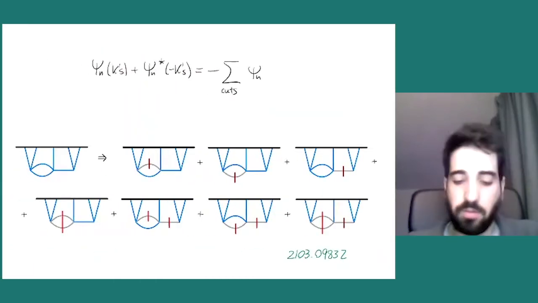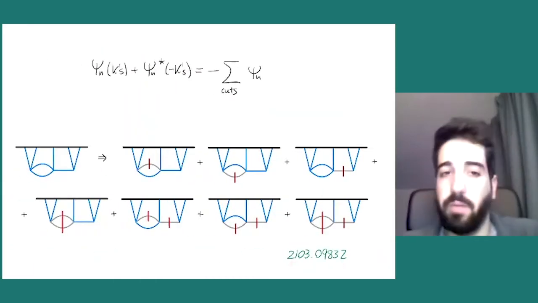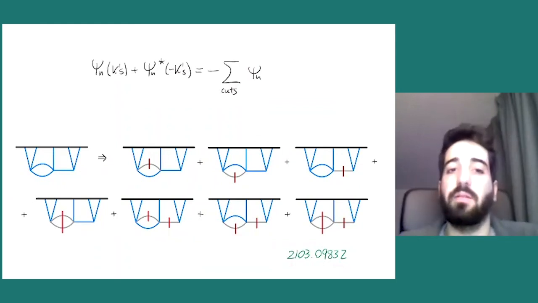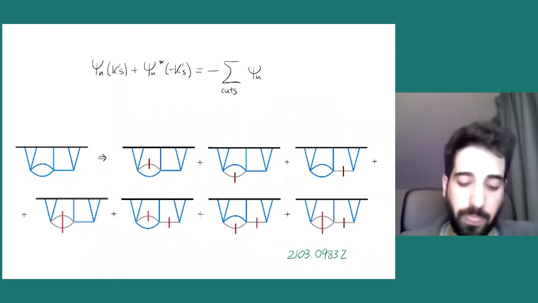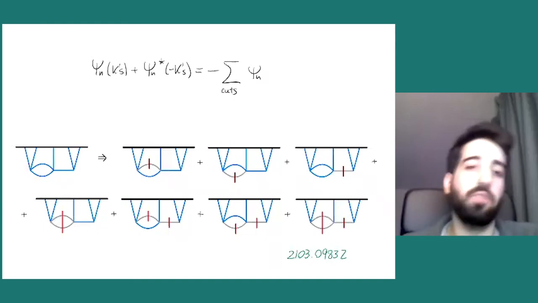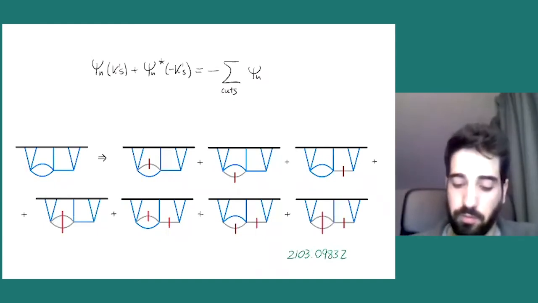Yeah, let me mention that the group of Enrico Baggier in Cambridge have bootstrapped a very large number of correlators using these rules and some other stuff. So yeah, it's really useful.